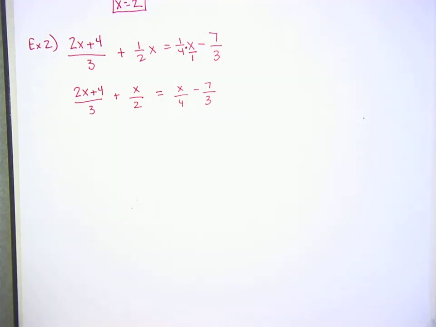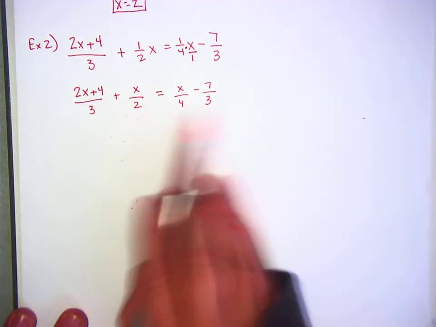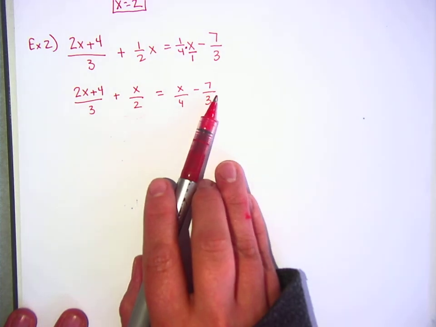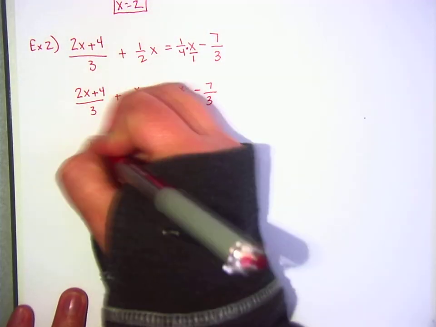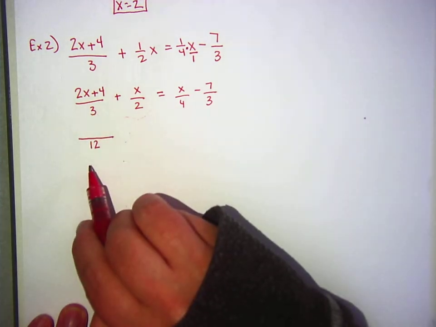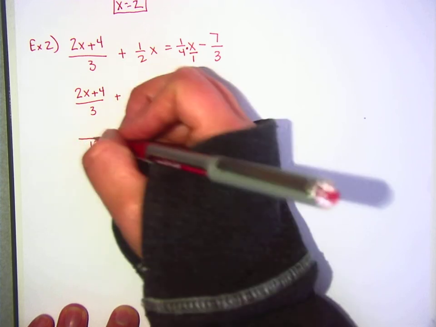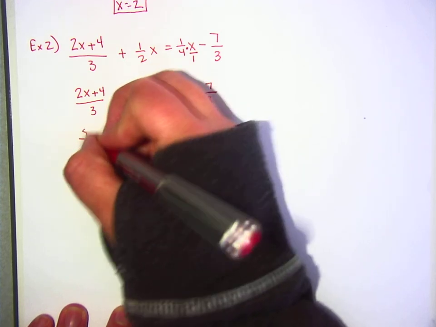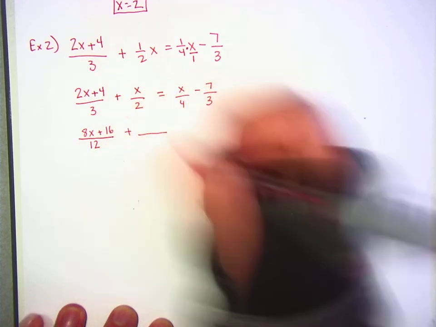Now, to combine this stuff together, I'm going to need a common denominator anyway. On this side I just need it in common between 3 and 2, and over here 3 and 4. But I'm going to have to put it all together eventually, so why not just make them equal on all of them? 12. Can we do this in our heads? The bottom, we took 3 times 4 to get 12, so we have to multiply the top by 4 as well. Somebody tell me. 8x plus 16. Good. Did I lose anybody?